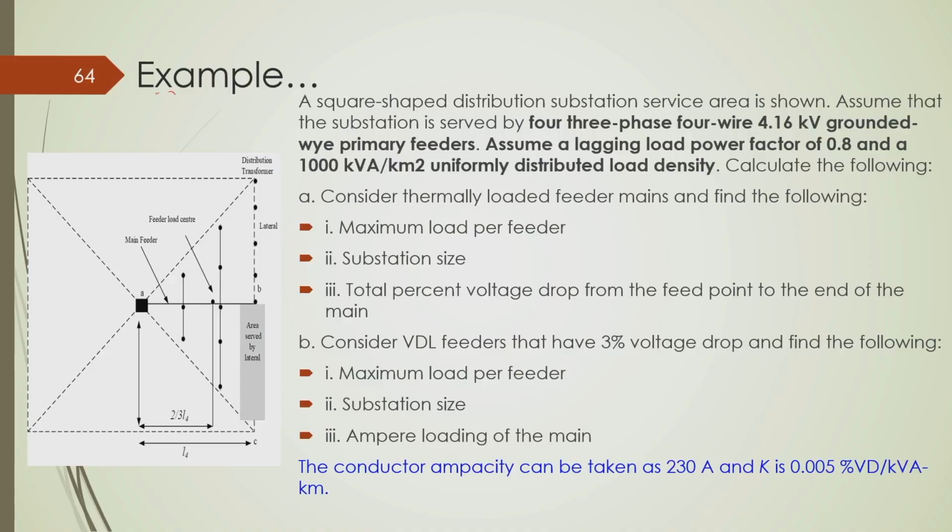All right. Now, we have another numerical example. In this example, it is mentioned that we have a square-shaped service area under a distribution substation, which is located at the center point of the service area. This is where the distribution substation is located. This is the main feeder starting from A to B, and these are the laterals, which are known to us.